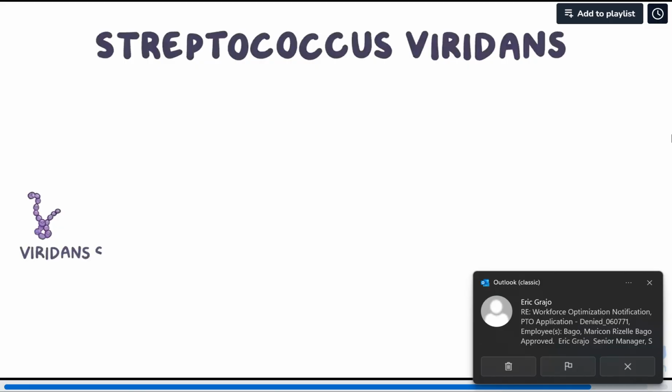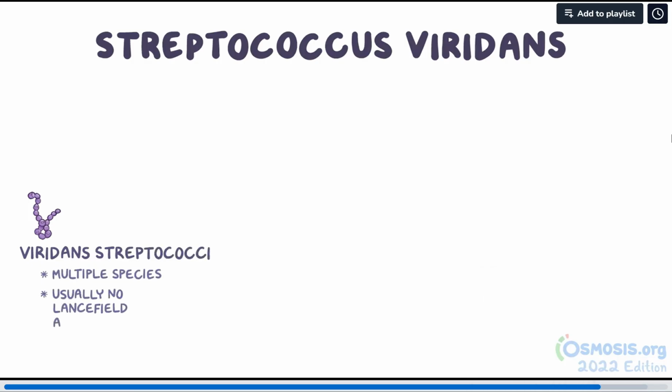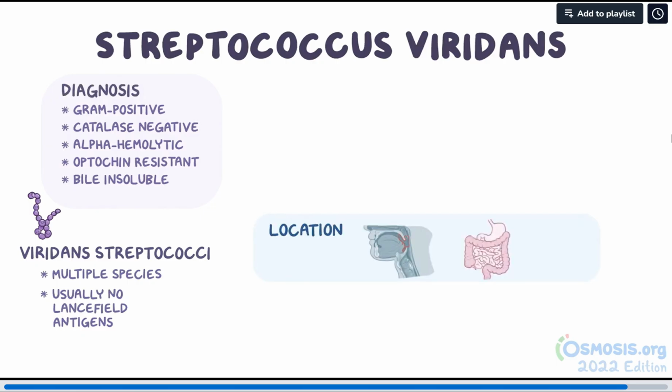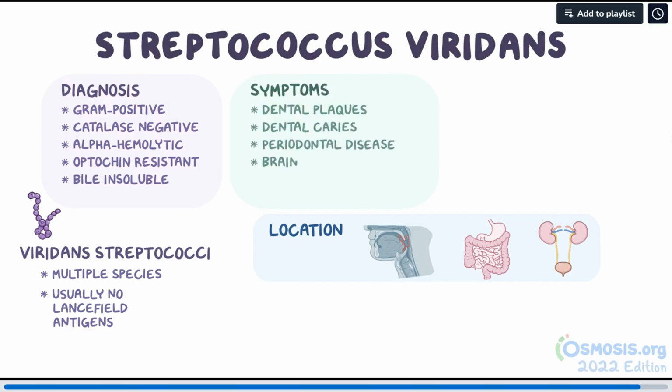Alright, as a quick recap, Streptococcus viridans is also known as viridans streptococci, since it encompasses multiple streptococcal species that usually do not possess Lancefield antigens. Now, viridans streptococci are gram-positive, catalase negative, alpha-hemolytic, optochin-resistant, and bile-insoluble. These are significant characteristics for diagnosis. The viridans streptococci reside in the oropharynx, gastrointestinal, and genitourinary tracts. They can cause wide-ranging conditions like dental plaques, dental caries, periodontal disease, brain and liver abscesses, and bacterial endocarditis. The mainstay treatment consists of the use of antibiotics.